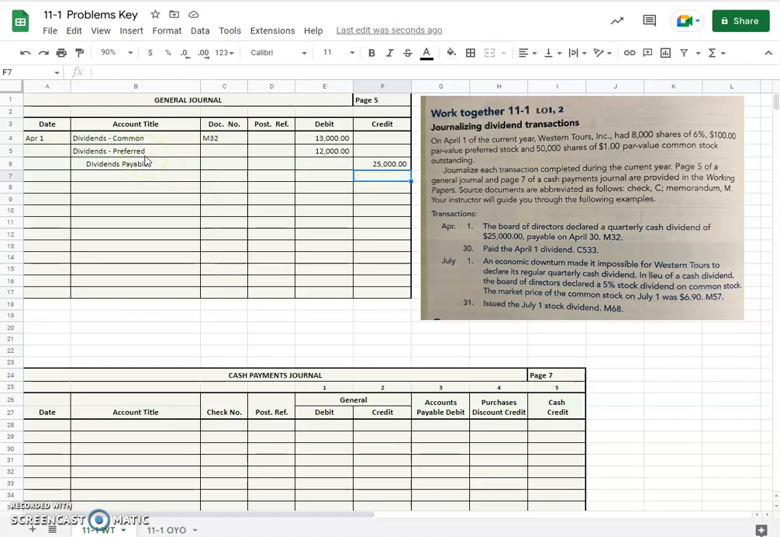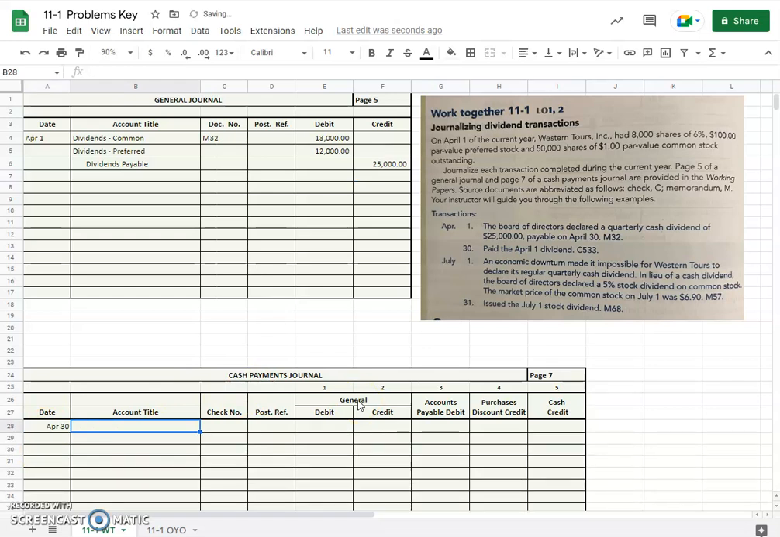On April 30th, we paid the April 1st dividend. So that means we're down here because we paid it. We'll go to cash payments. We'll put dividends payable in the account title because we'll have a general debit of $25,000, which will make this credit go away, right? And this was check number 533. And this will just be a cash credit of the $25,000.